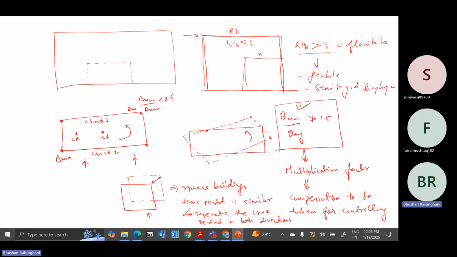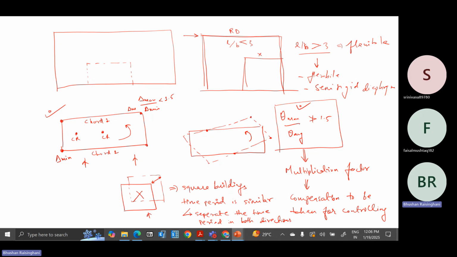So if we separate the time period in two directions, this case will never exist. You will not be able to make a square type building. Mostly this case will exist, and you can see your time period will be separate. Now, if your shape is square but you redistribute the stiffness in the directions, then also you can get different time periods in two directions.